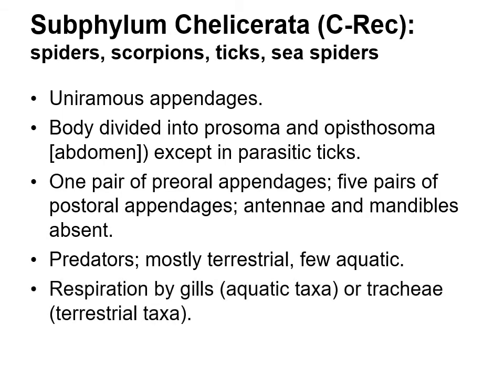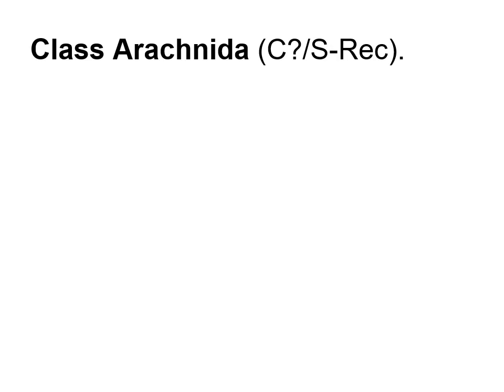These breathe with gills with our aquatic taxa and a trachea with our terrestrial taxa. So it's interesting that we have both forms present in Chelicerata, while we have talked about trachea or gills with crustaceans and insects being somewhat separate. Here we have both present. So yet again, we might be seeing convergence there.